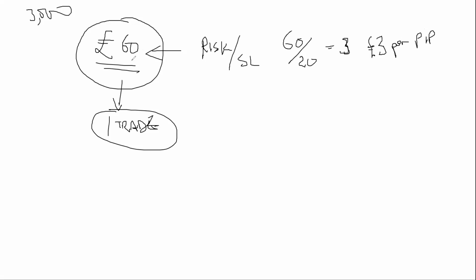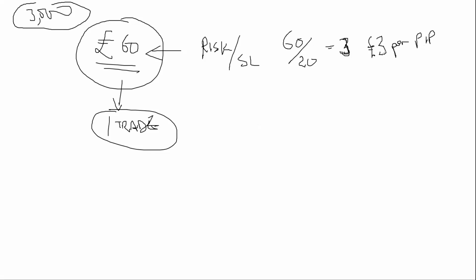Okay, so you can see that's how you work it out. You start off saying, I have a capital of 3,000 pounds in my account. For the trade I'm about to place, I can only afford to risk 2% of that. 2% of that is 60, so I can only afford to lose 60 pounds on that trade. Now I divide that 60 by my stop loss, which is 20, and that gives me 3. So that means I can afford to risk 3 pounds per pip.